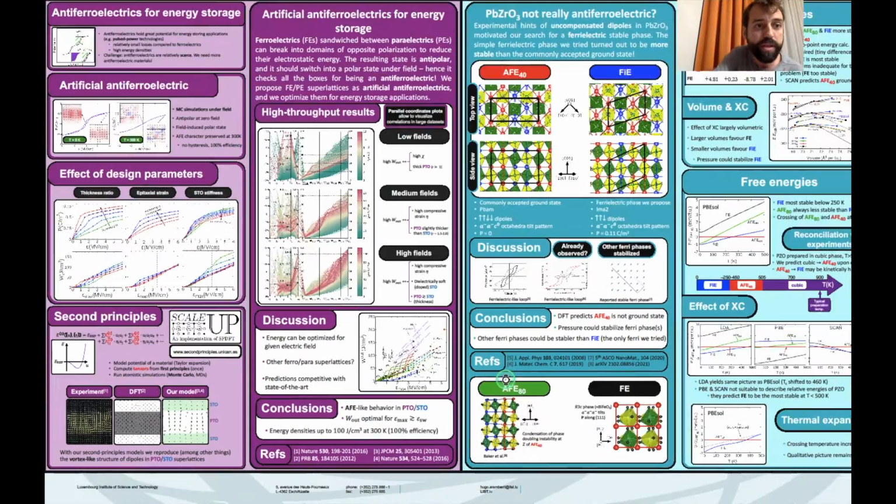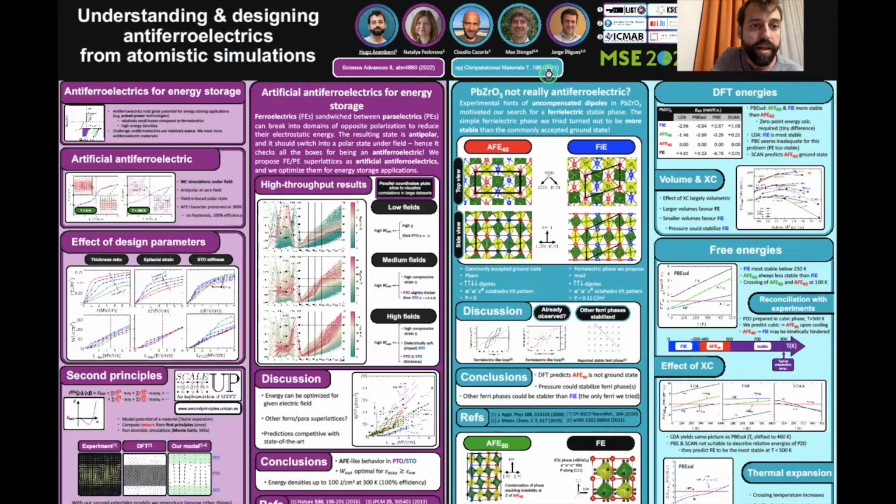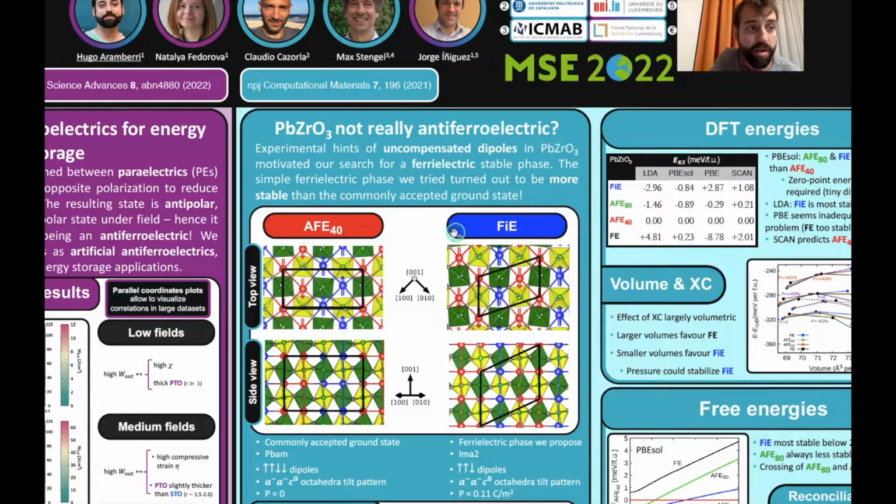Now on the left, you can see a second work that we have published last year under this reference here. And here we study the well-known antiferroelectric perovskite lead zirconate. We found several hints in the literature pointing at uncompensated dipoles in lead zirconate, and therefore we decided to build a ferroelectric phase for this compound. For this ferroelectric phase, we imposed a dipole pattern of dipoles going up, up, down, instead of the usual up, up, down, down of the antiferroelectric phase.